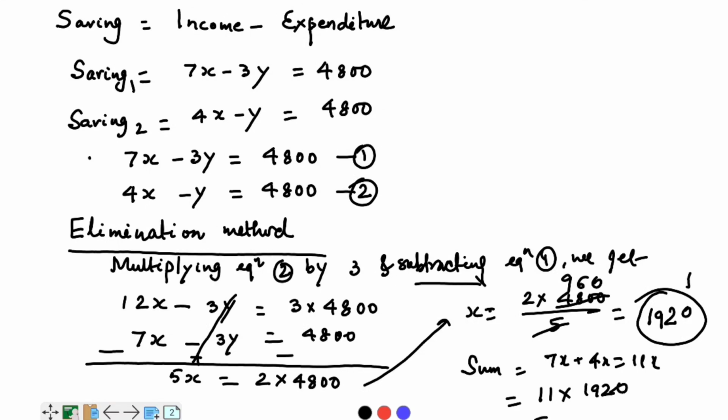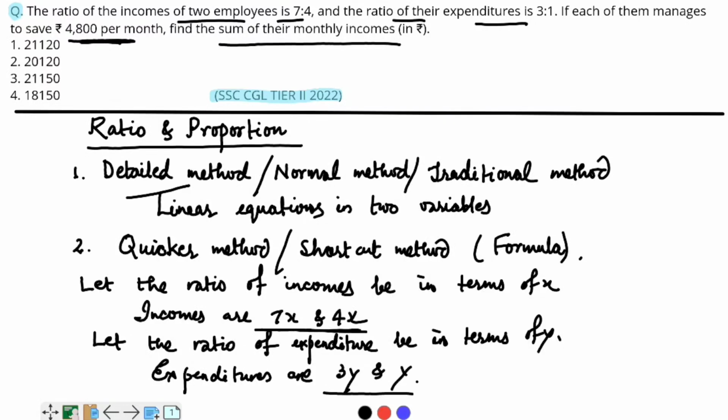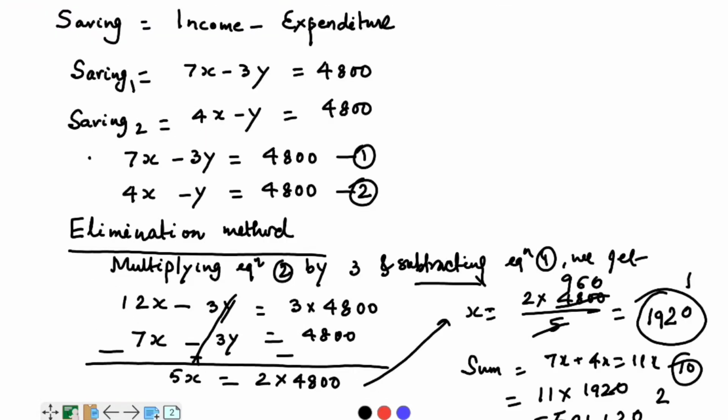So it will come out 1100, 11 2s are 22, 11 9s are 99 plus 2, 101. 101 means this one. 11 1s are 11 plus 10, 21. So rupees 21,120. Rupees 21,120. It is in our option number 1. Alright, so this is the detailed method. Like this we do it.